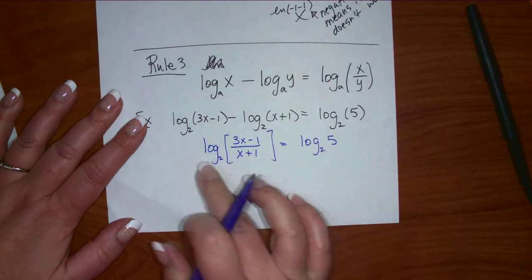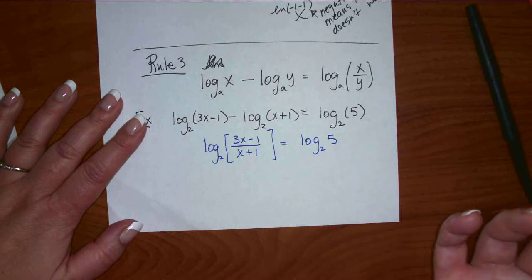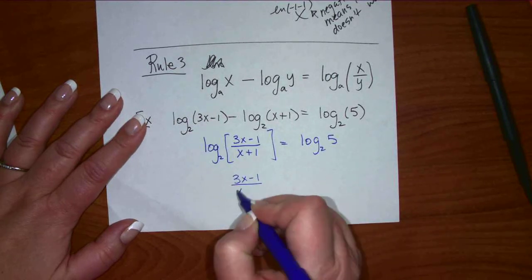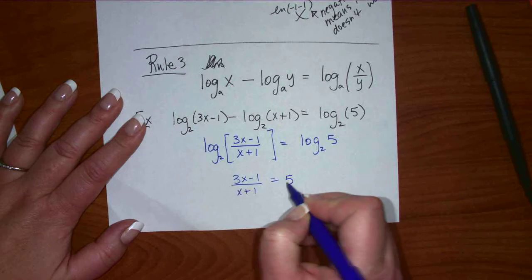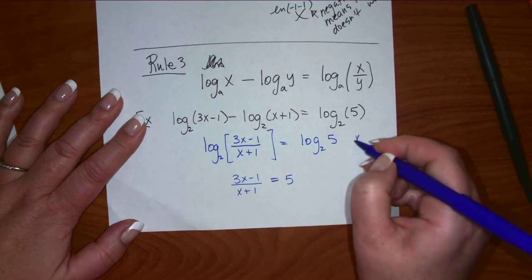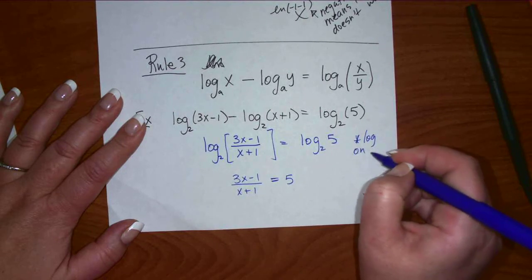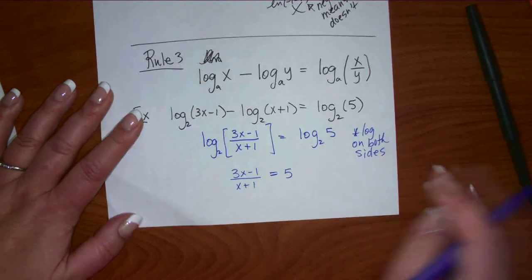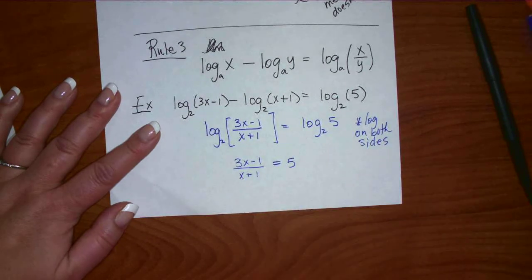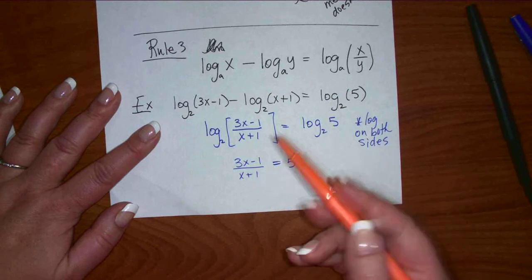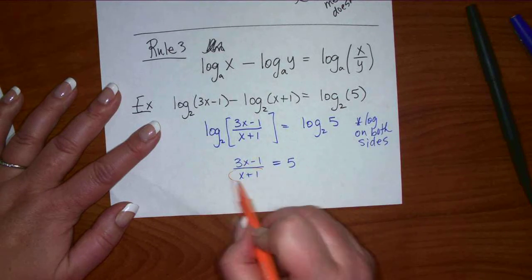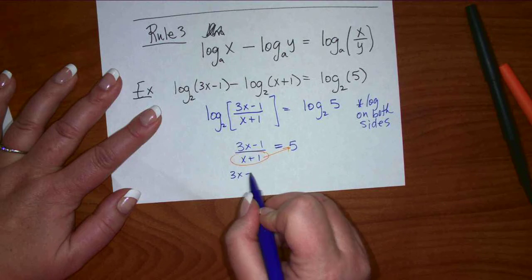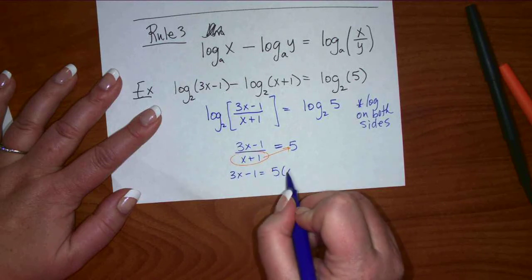Now we've got a log on both sides, so we can compare the arguments. So we have (3x minus 1) over (x plus 1) equals 5. And we don't have to factor this type unless it has an x squared in it. We cross multiply. So 3x minus 1 equals 5 times (x plus 1).